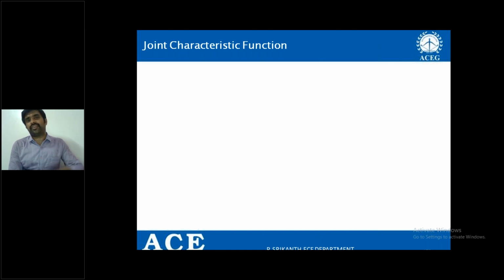about operations on multiple random variables. In the operations on multiple random variables, we have seen how to calculate the statistical parameter values by finding the joint moments, right? So now we are moving to joint characteristic function. Already we have discussed characteristic function in the single random variable case.